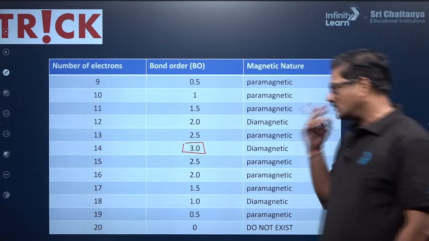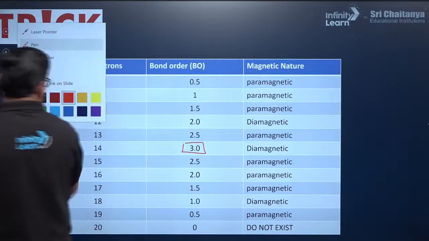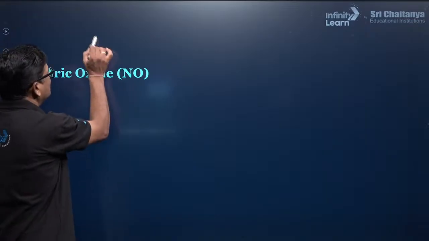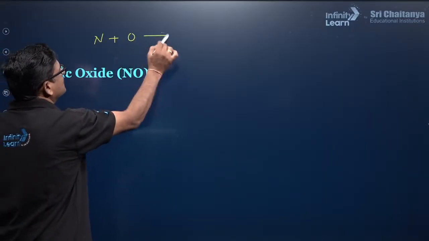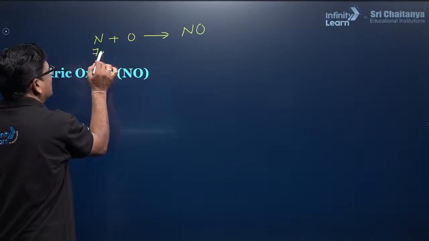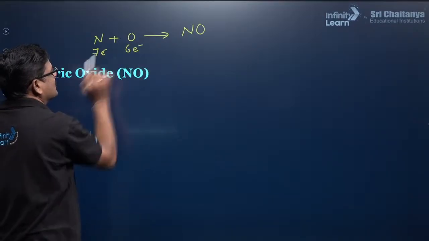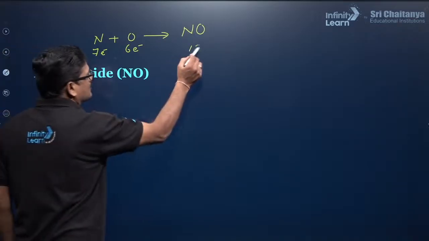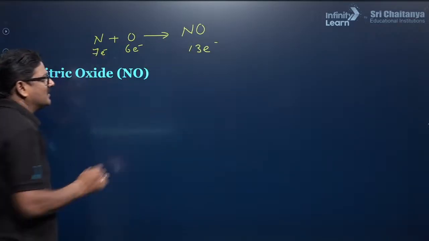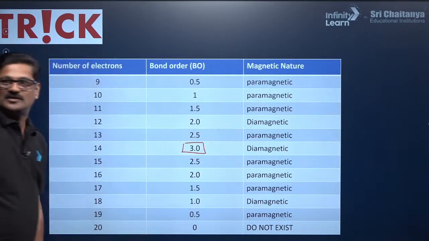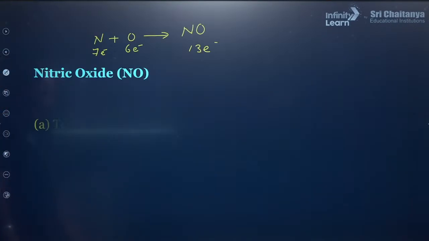Now, I just want to say here, what is the magnetic moment of nitric oxide? Nitric oxide. Apply the formula. Nitrogen plus oxygen gives rise to nitric oxide. So, it has 7 electrons, it has 6 electrons. 7 plus 6, it is going to be 13 electrons, right? So, 13 electrons, what will be the bond order? 2.5. It is going to be paramagnetic. Yes, it is going to be.